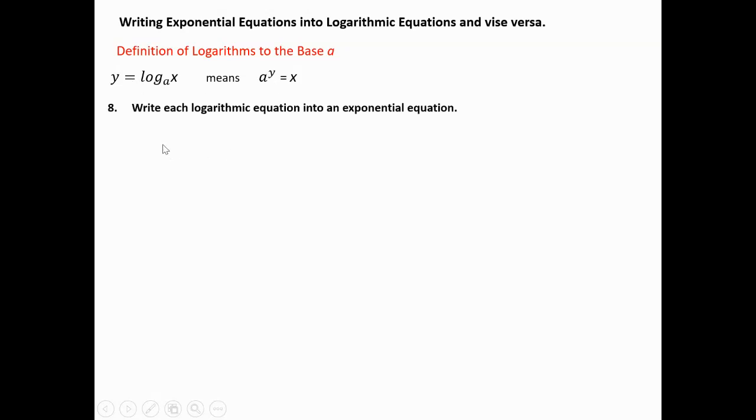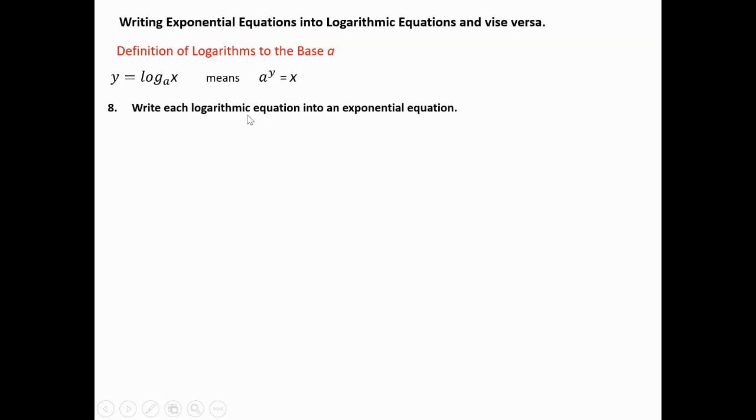Now, the next examples that I'm going to do, we're going to be writing exponential equations into logarithmic equations and vice versa. So, the definition of logarithms to a base a. This is logarithm, and this is exponential. So these two are equivalent. This is the logarithmic form. This is the exponential form.